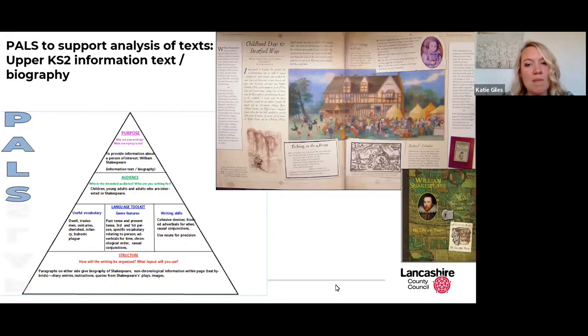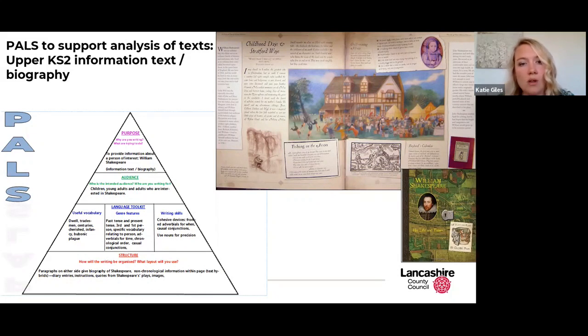So this is an example that might be used in upper key stage 2. It's again an information text hybrid. It's an information text that is a hybrid with a biography. But this time it's around William Shakespeare, and it's taken from this text in the bottom right hand corner, which is The Life and Times of William Shakespeare by Ari Berg. Okay, and I have just chosen to focus on a specific page within this text for the children to read and enjoy and then to analyse.